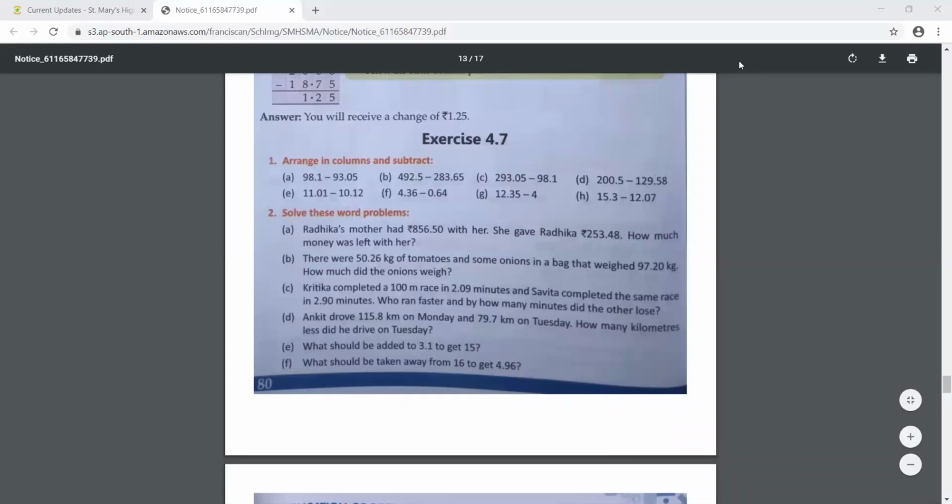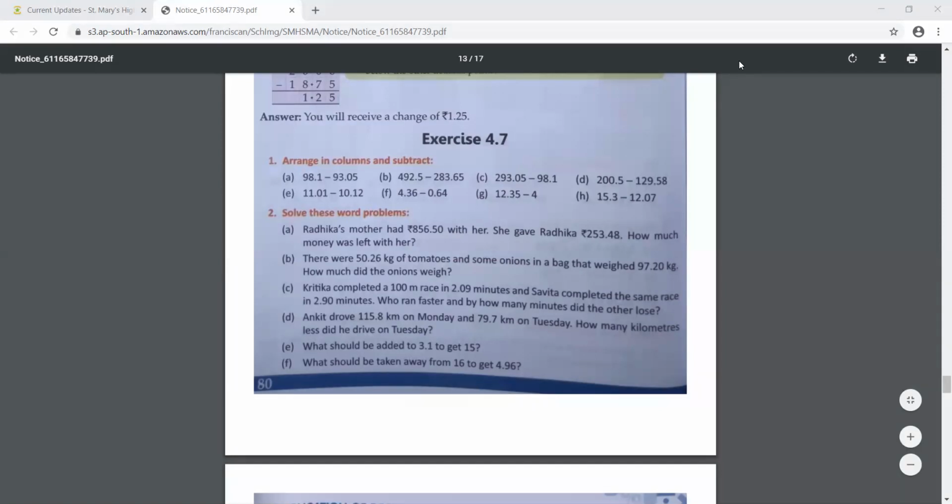So again, if we take smaller numbers, what will happen? Say for example, he drove 11 kilometers on Monday and on Tuesday only 7 kilometers. So how many kilometers less did he drive? 11 minus 7, that is 4. So we know that on Tuesday he drove 4 kilometers less than on Monday. Okay. So we have to subtract.